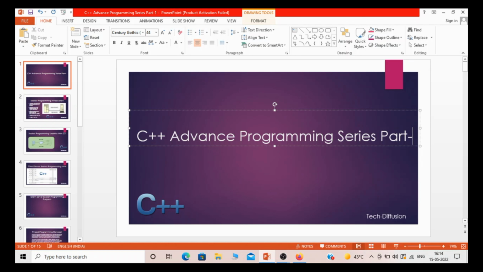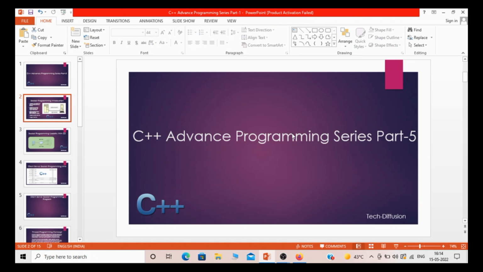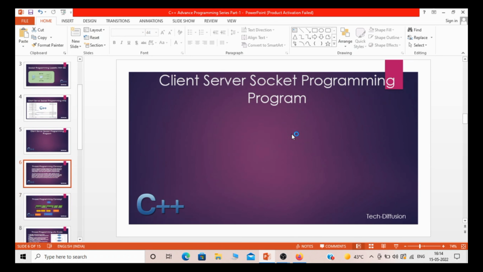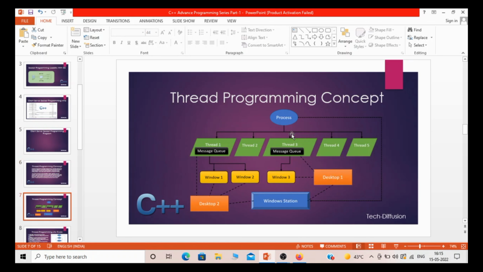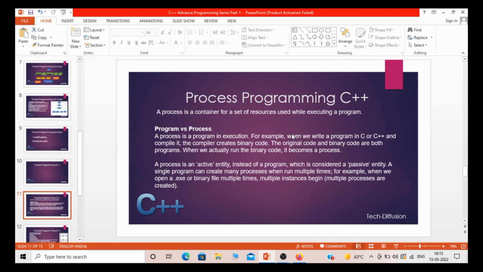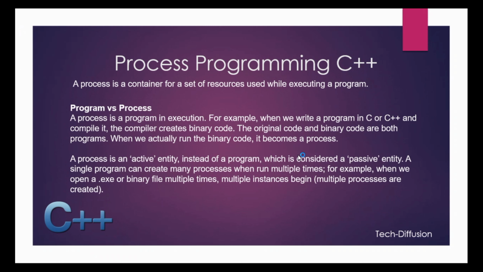We will go with a program of how we can create our own process and how we can call another process from our C++ program. So these two programs will come in part 6 of the C++ advanced programming series. So not taking that much time. So what is a process? A process is like a container used while executing a program.